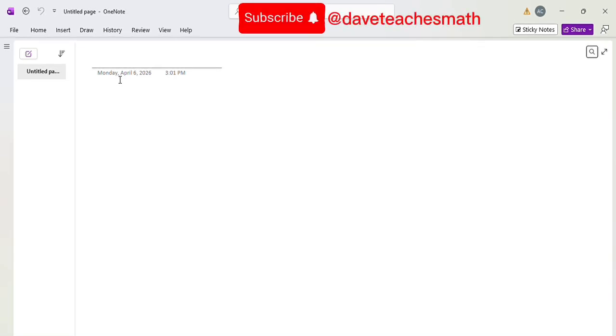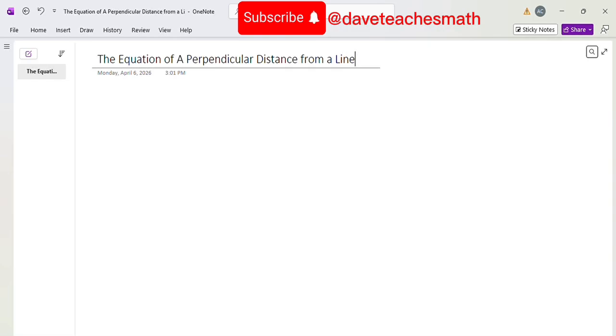We are going to be talking about finding the equation of a perpendicular distance from a line. So what we are referring to is that, supposing you have a line L1, and then there's a point here, say P. Now we are finding that perpendicular distance from the line.